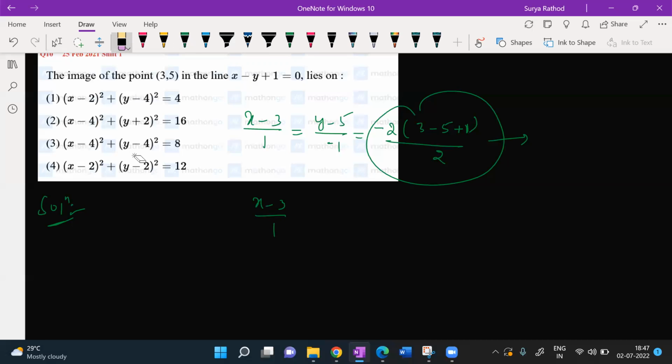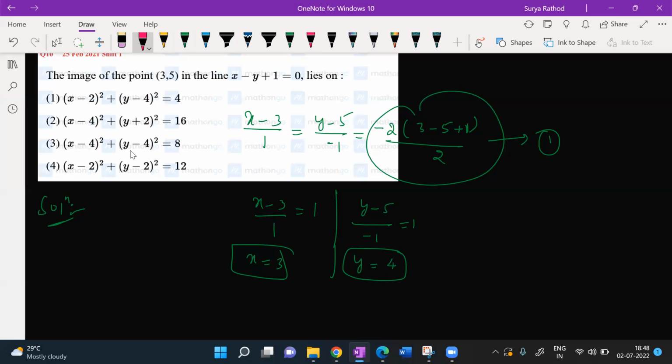If I solve this one, I'm going to get 1 actually. So (x minus 3) by 1 is equal to 1, and (y minus 5) by minus 1 is equal to 1. So x is equal to 3 and y is equal to minus 1 plus 5, so 4. Correct? It's 3 comma 4. So 3 comma 4, which equation does it satisfy? Tell me. 3 comma 4, right?